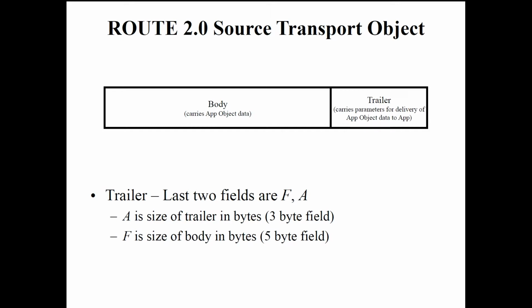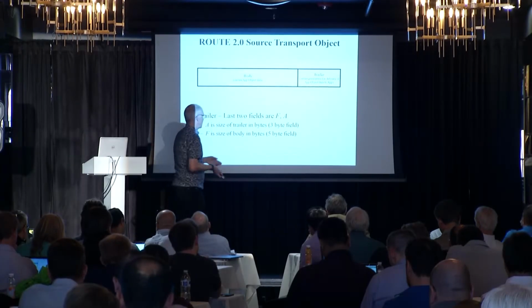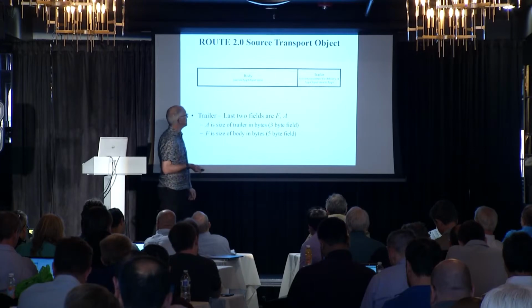You have a trailer which carries the parameters for delivery of the application object to the application. And just as an example, the last two fields of the trailer are the size of the trailer in bytes, so you need to know that to know how long that trailer is at the end, and the size of the body in bytes, which is the amount of application data that the source transport object carries. And then you can put a lot of other fields into this trailer, for example, the URIs and byte offsets and all kinds of other stuff.